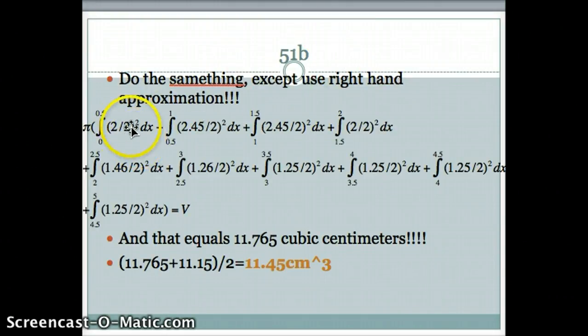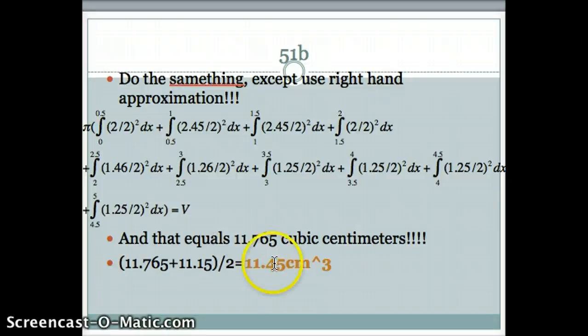So I took all those right-hand approximation integrals over the 10 different intervals and multiplied them by pi, and I got for the total volume to be 11.76 cubic centimeters.